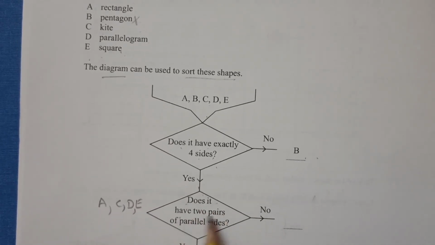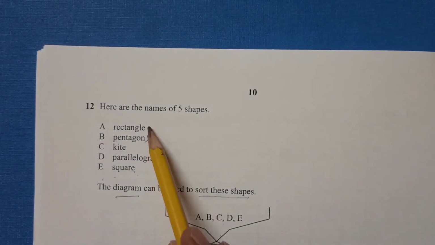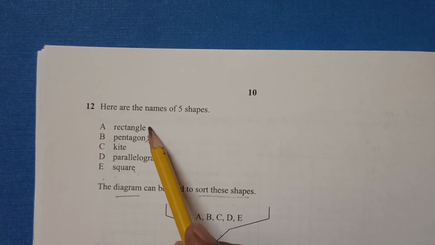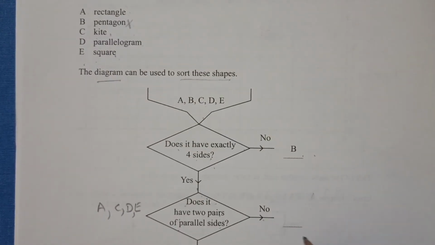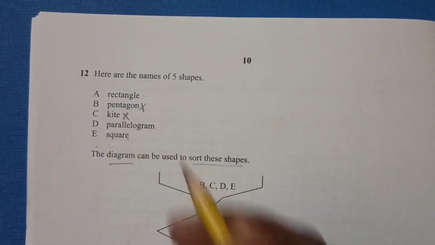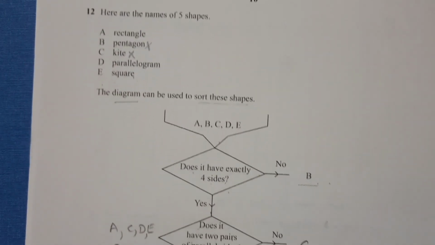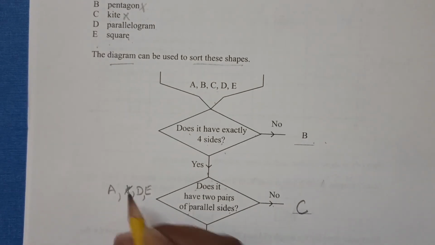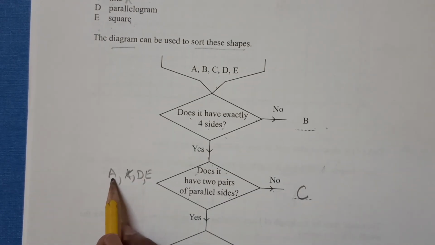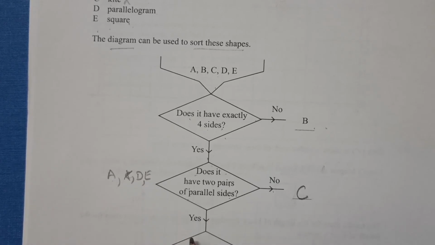So does it have 2 pairs of parallel sides? Rectangle has 2 pairs of parallel sides, and kite does not have. Kite is no, so that means kite will come here. So we are done with kite now. So C is done. Now if it's yes, then we have A, D, E. ADE, it came here down, yes.